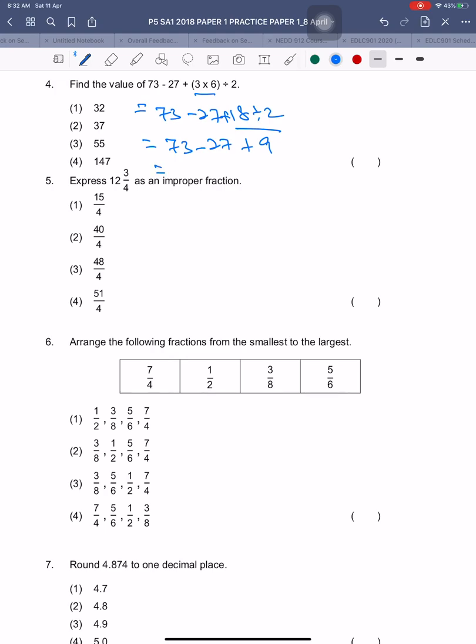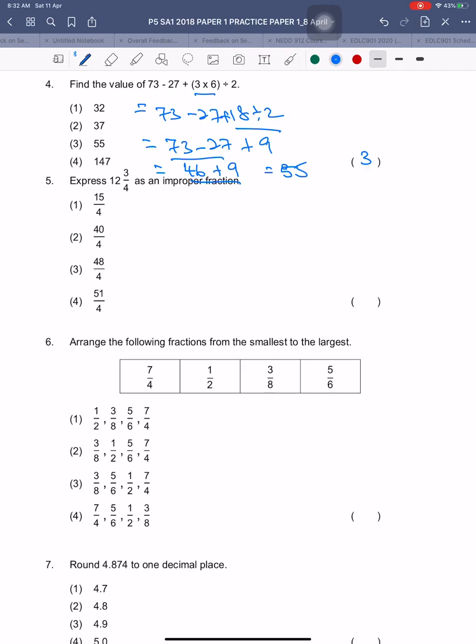So now you're left with minus and plus. The rule says that you have to do left to right. So left, 73 minus 27, 46. So plus 9. So work out the last one, 46 plus 9, 55. So answer is 3. Many of you still did not show me the working. If you have shown me the working, you will know which step you have gone wrong.